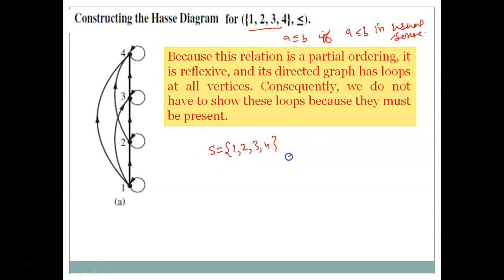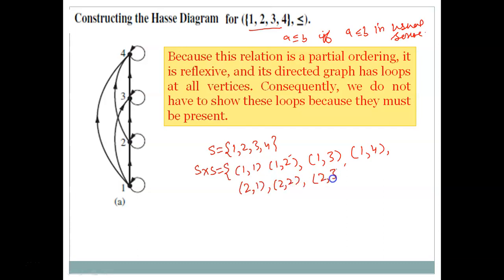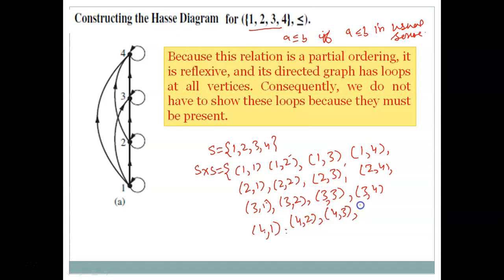So S cross S in this situation gives you 16 elements: 1 with 1, 1 with 2, 1 with 3, 1 with 4, and so on. In the same manner, 2 with 1, 2 with 2, 2 with 3, 2 with 4. All the pairs we have to write: 3, 1; 3, 2; 3, 3; 3, 4. Then 4, 1; 4, 2; 4, 3; and 4, 4.